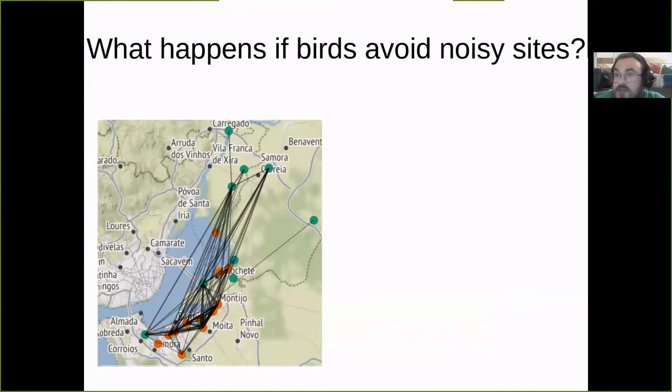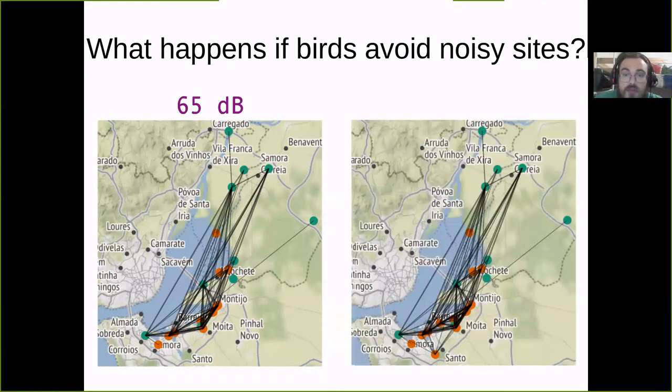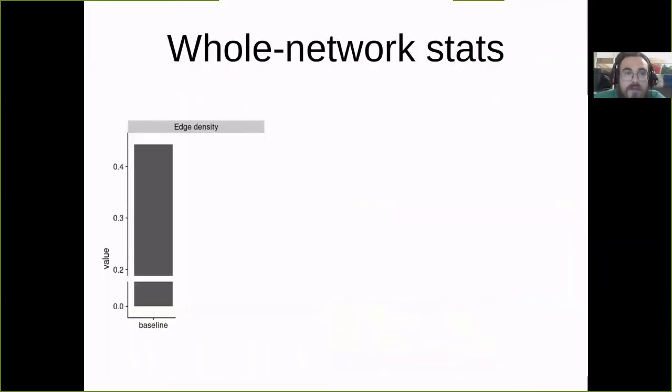So the next question I asked is what happens to this network if birds avoid noisy sites? So looking at removing all the sites affected by noise over 65 decibels or over 55 decibels from the network. And you can see, especially at 55 decibels, a lot of the sites in the middle of the estuary go missing if birds avoid them because of the frequent disturbance. And this has an effect on the integrity of the entire network.